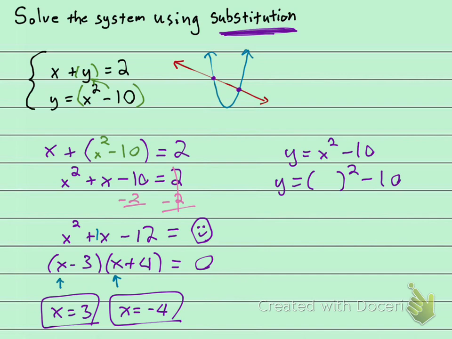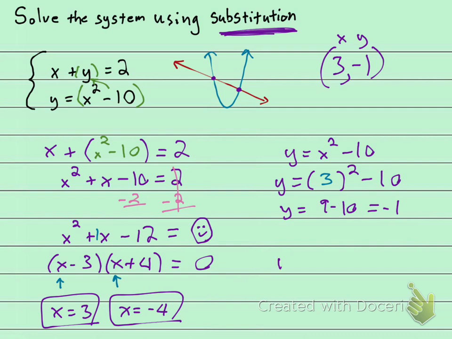Okay, and this is a little dangerous here because you have to remember that whatever you plug in, if it's negative, it will happen twice. It's going to multiply itself twice, so it will become positive. Here it doesn't matter. This is y equals 3 squared is 9, and 9 minus 10 is negative 1. So our first solution is 3 and negative 1. 3 is my x value, negative 1 is my y value.